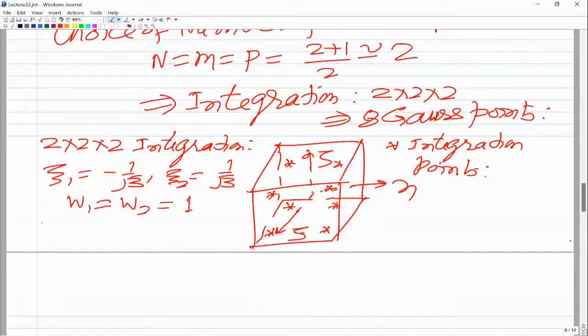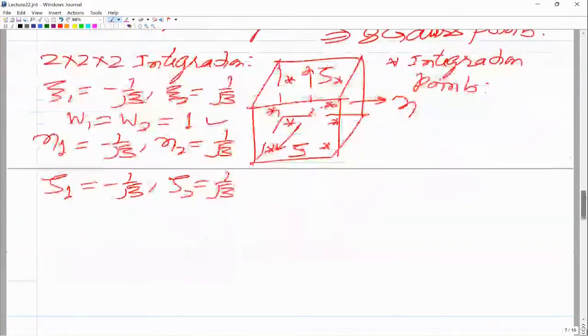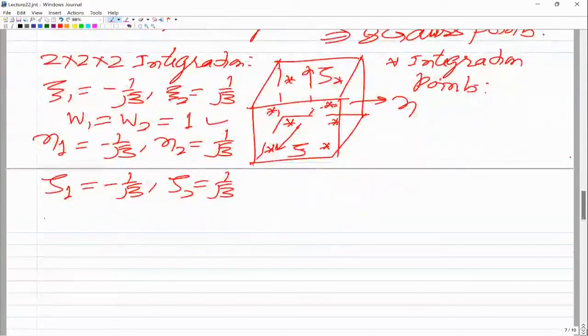And similarly, eta 1 would be -1 upon root 3, eta 2 would be equal to +1 upon root 3, and the w's are the same. Similarly, xi 1 equal to -1 upon root 3, and xi 2 equal to +1 upon root 3. So therefore, if you look at the 8 integration points, the 8 integration points are going to be as follows.